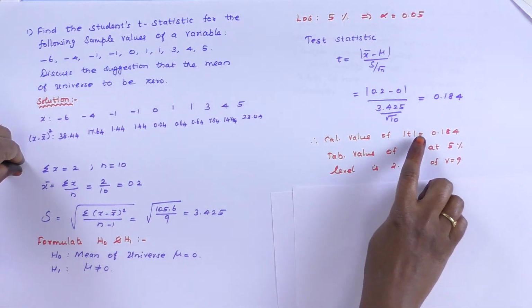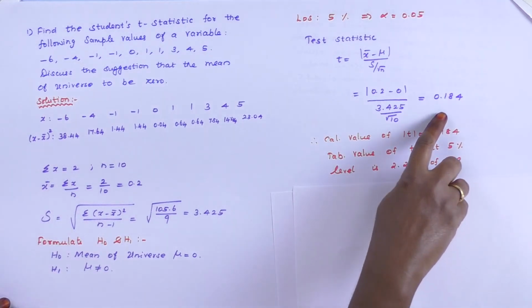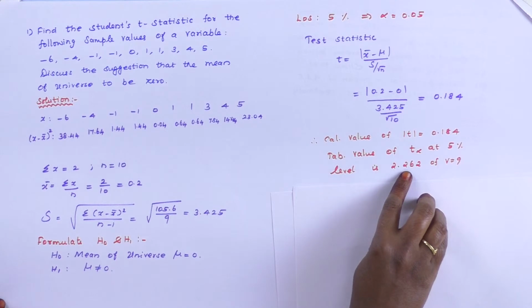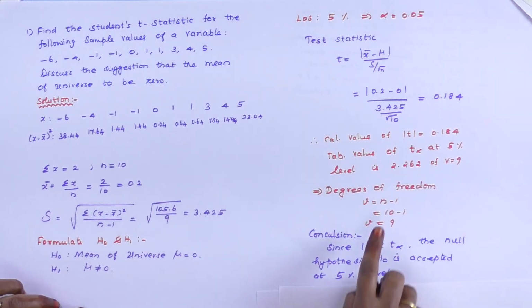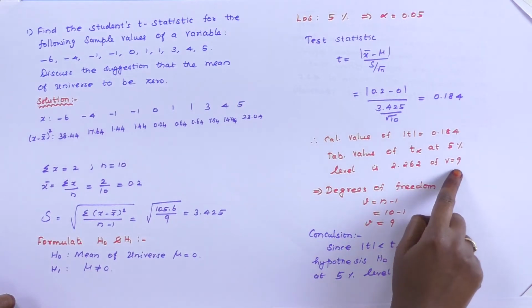Now we compare the calculated value with the tabulated value. The calculated value is less than the tabulated value, so we accept H0. The mean of the universe is 0. Conclusion: since modulus of T is less than T alpha, the null hypothesis H0 is accepted at 5% level of significance and degrees of freedom 9.